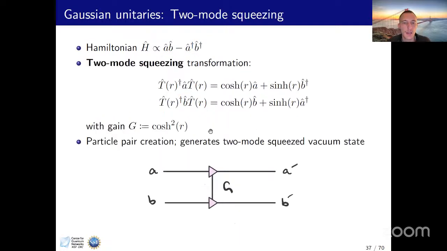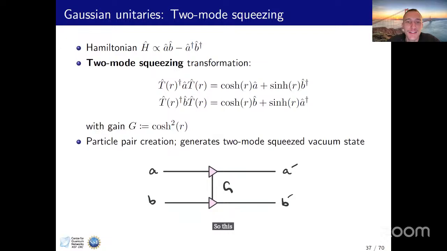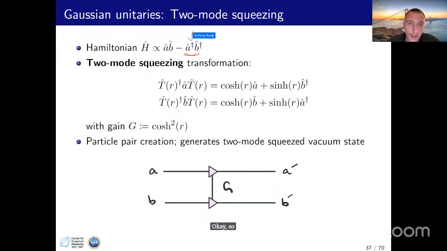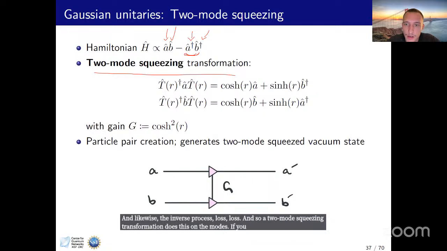Next one, two-mode squeezing, another staple of quantum information processing with light, a fantastic operation indeed. Two-mode squeezing is something between two states. This is not a passive linear optical transformation, but this actually generates light, generates photons, and in particular generates photons in pairs. If one photon is generated in A, one is also generated in B, and likewise the inverse process, loss. A two-mode squeezing transformation does this on the modes. If you notice these important daggers here that were not there for the beam splitter, this corresponds to actually particle creation or photon creation.